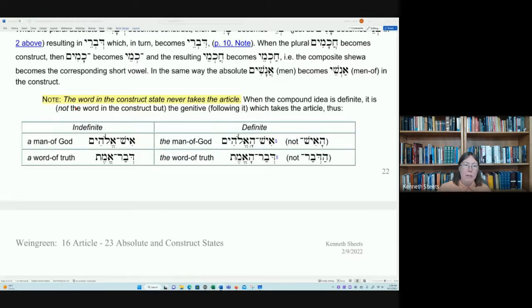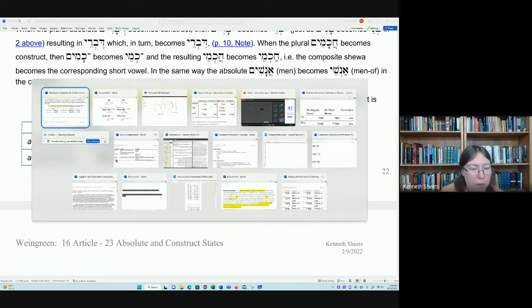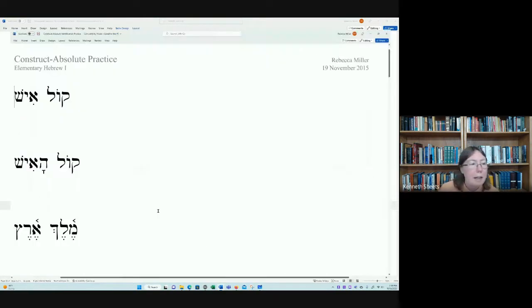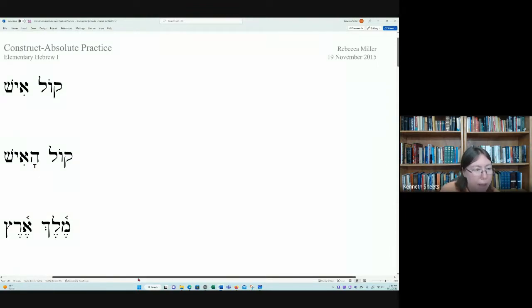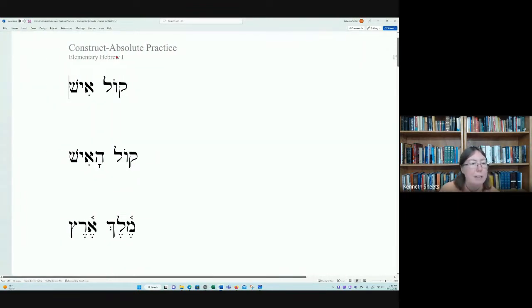So let me just repeat that. The word in the construct state never takes the article. So the construct is made definite by its absolute. The absolute is definite if it is a proper name, if it has the article, or if it is a pronoun. Let me show you exactly what I'm talking about here. I'm going to come over to this particular exercise. And so I have these examples here.